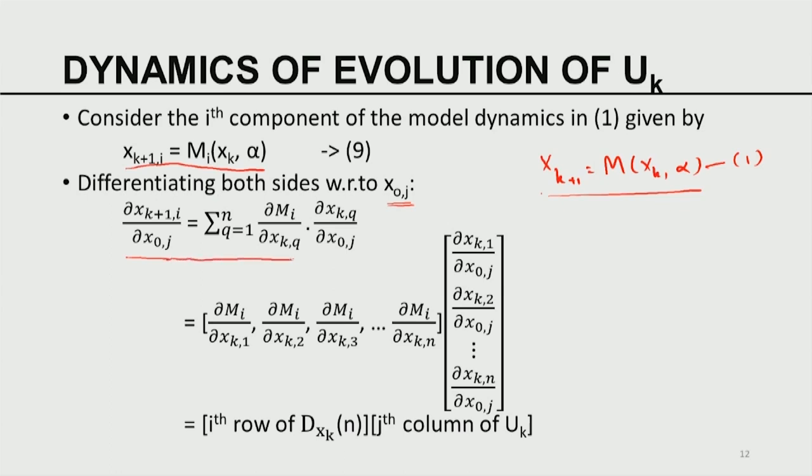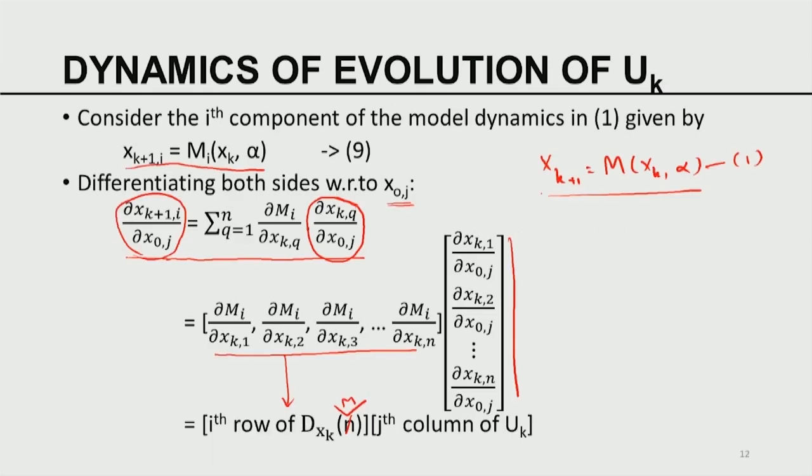So, this is the fundamental relation that relates the dynamics of evolution of the forward sensitivity. Please recall, this is the forward sensitivity of the ith component with respect to the jth component at time k plus 1. This is the sensitivity of the qth component with respect to the jth component. I can rewrite this in the form of an inner product, that is the row, that is the column, you can convince yourself very easily. This is the ith row of DkM, and this is the jth column of Uk, that is a fundamental interest right now.